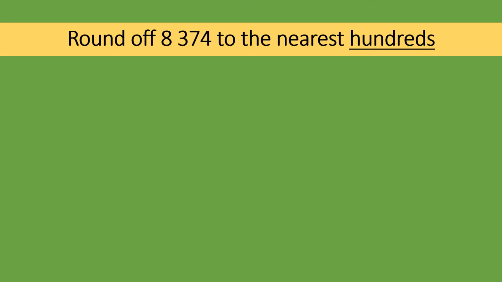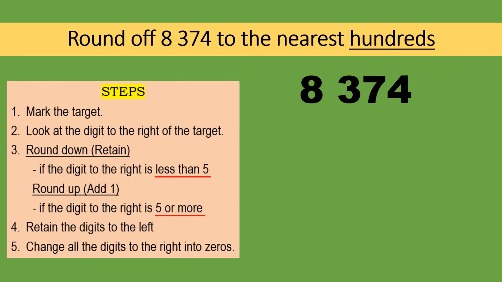So now, it's time to practice. Round off 8,374 to the nearest hundreds. Follow these steps. 1. Mark the target digit. 2. Look at the digit to the right of the target. Then decide if you're going to round down or round up the number. If the digit to the right of the target is less than 5, you need to retain the target digit. But if the digit to the right is 5 or more, you need to add 1 to the target digit.